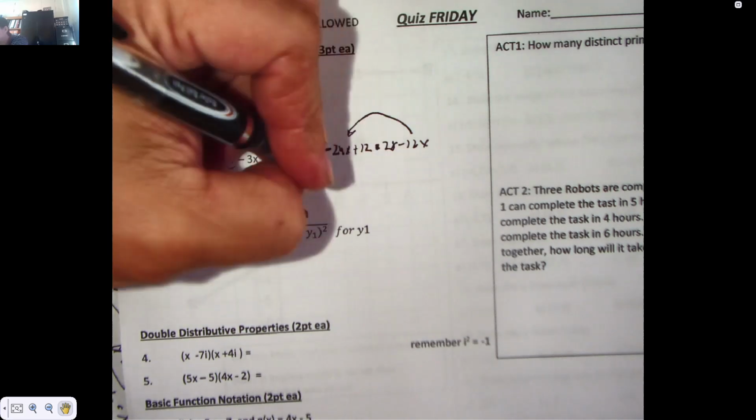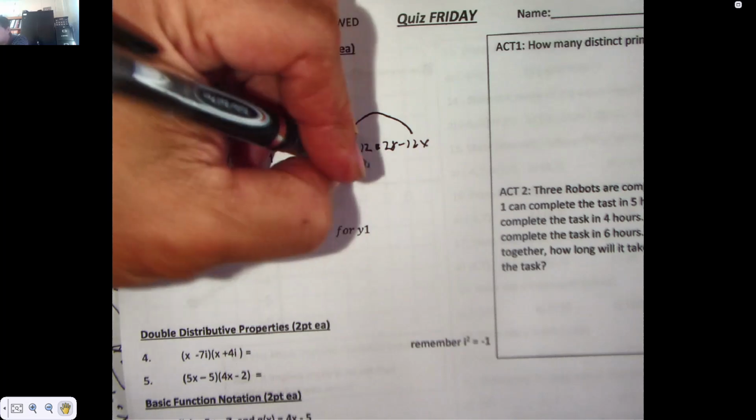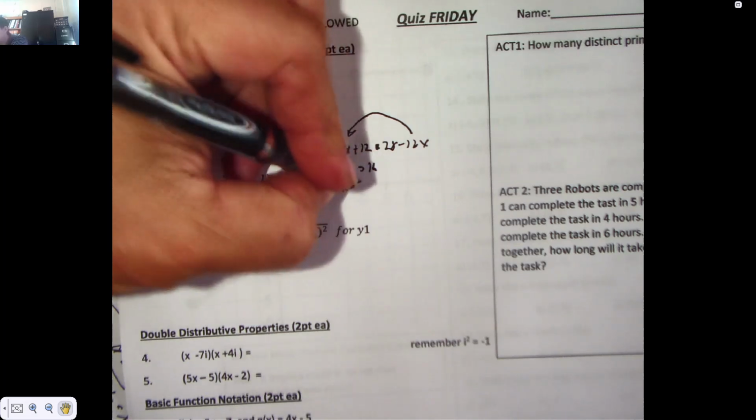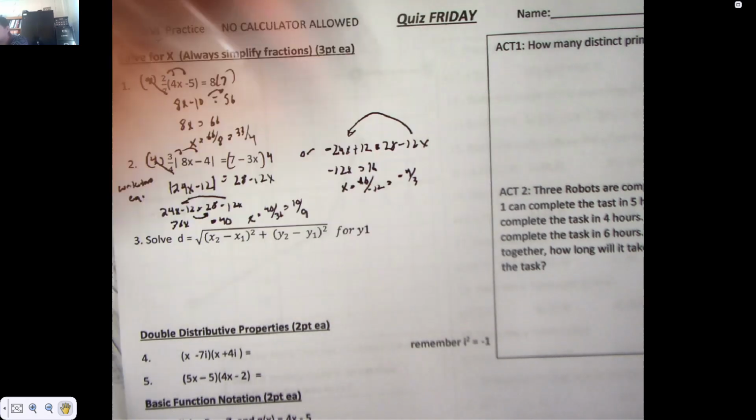Up to this guy, it doesn't really matter how you do it, but we'll just shift left. Negative 24 plus 12 is negative 12. 28 minus 12 should be 16. And then I divide by the negative 12. And then I reduce. Those are both divisible by 4 as well. Negative 4/3.